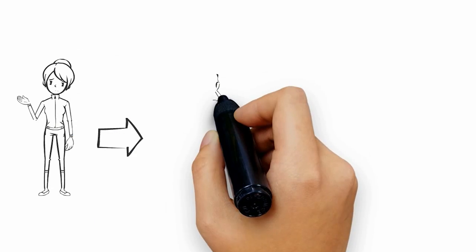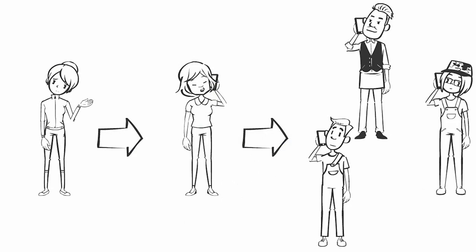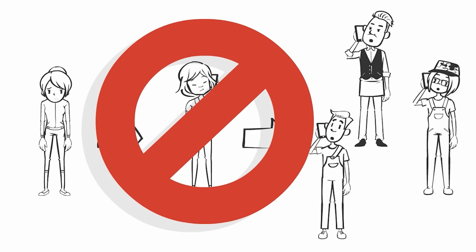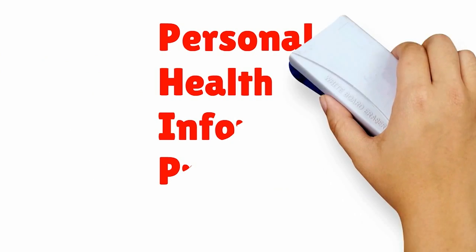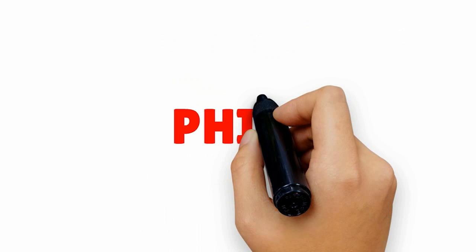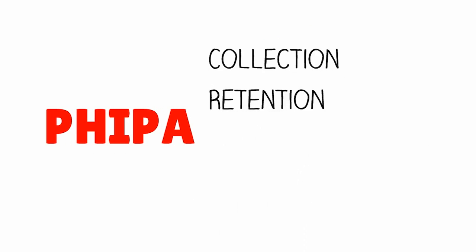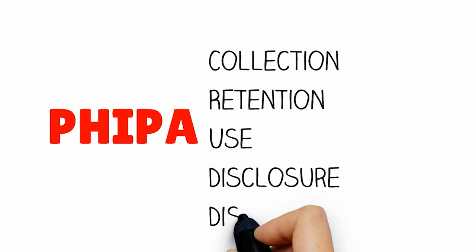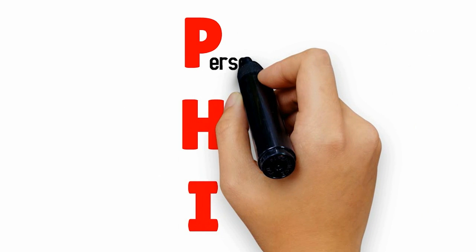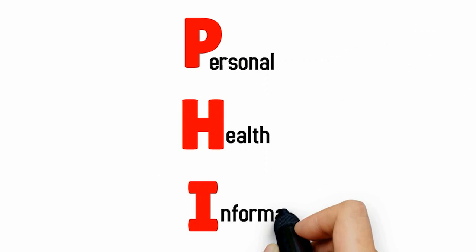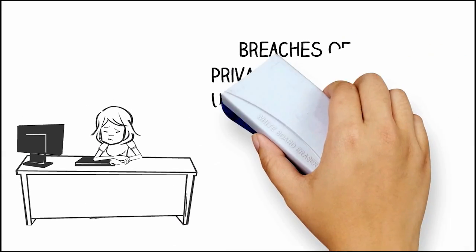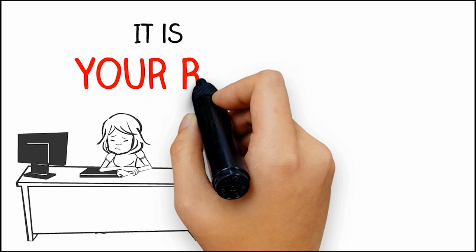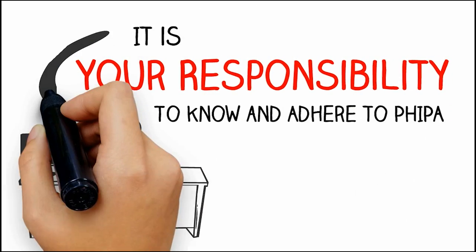By sharing Sarah's news, Receptionist Rita has violated Sarah's privacy and the Personal Health Information Protection Act. Whew, what a mouthful. Let's refer to it as PHIPA from here on out. PHIPA sets out the rules for the collection, retention, use, disclosure, and disposal of personal health information. Breaches of privacy can happen quickly and unintentionally. It is your responsibility to know about and adhere to PHIPA.